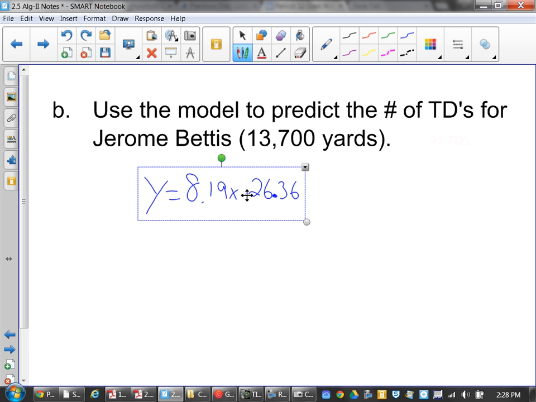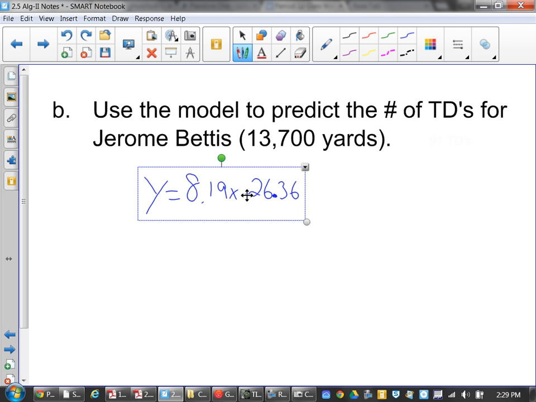Does the book take the exact number and turn it back, or do they just let you assume that's right? What do you mean? Like, are we going to get the exact amount of touchdowns that Jerome Bettis got, or do they just make an equation and put numbers up there?